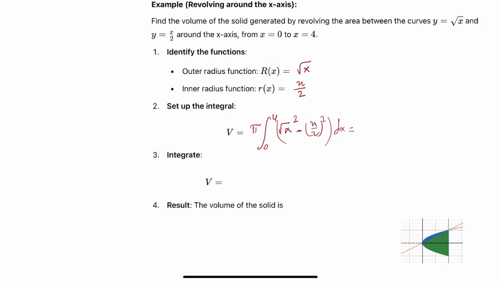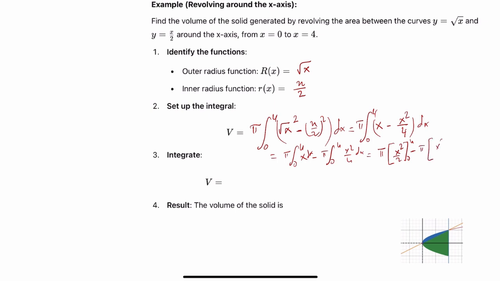Which is equal to pi times the integral from 0 to 4 of x minus x squared over 4 dx, which is equal to pi times the integral from 0 to 4 of x minus pi times the integral from 0 to 4 of x squared over 4 dx, which is equal to pi times x squared over 2 from 0 to 4 minus pi times x cubed over 12 from 0 to 4.